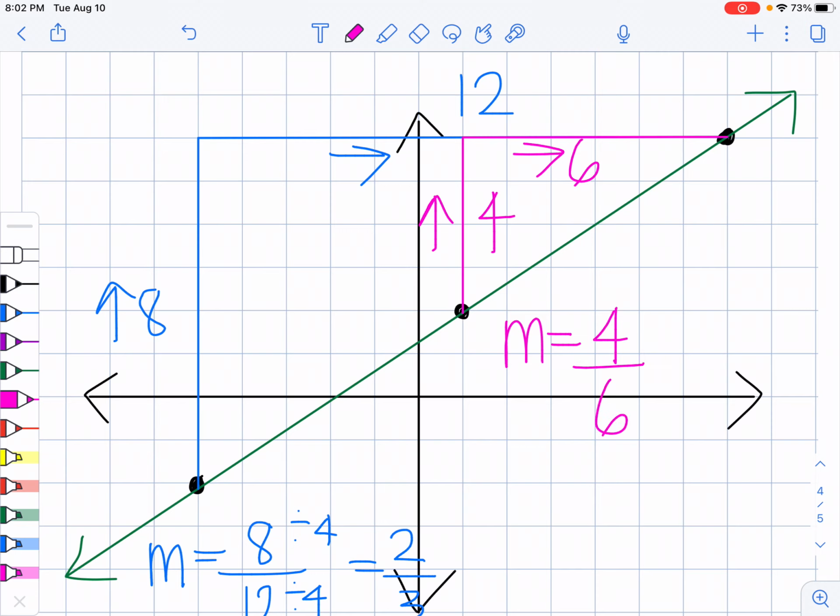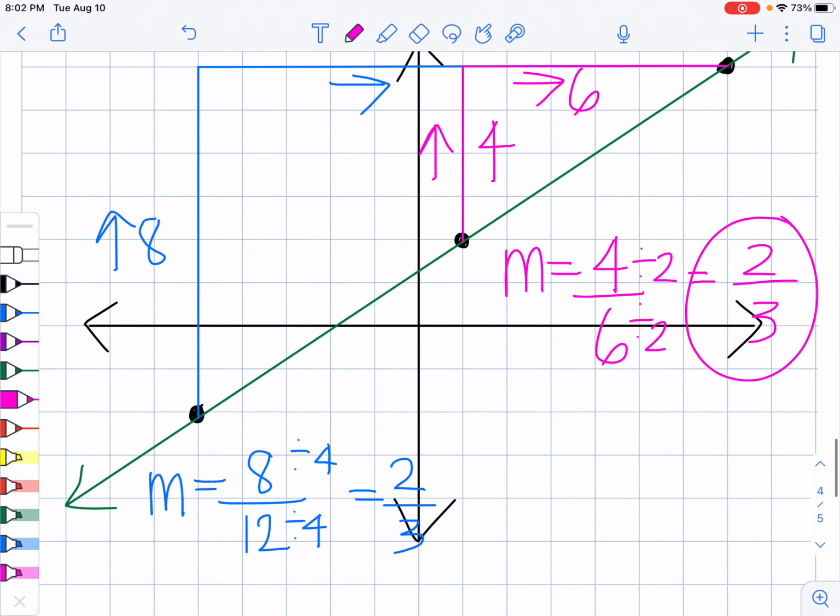Okay, and I can reduce this fraction too. What's a number that goes into both 4 and 6? 2. I'm going to divide the top and the bottom by 2. 4 divided by 2 is 2, and 6 divided by 2 is 3, so I get 2/3. And look at that. Same thing as I had before.